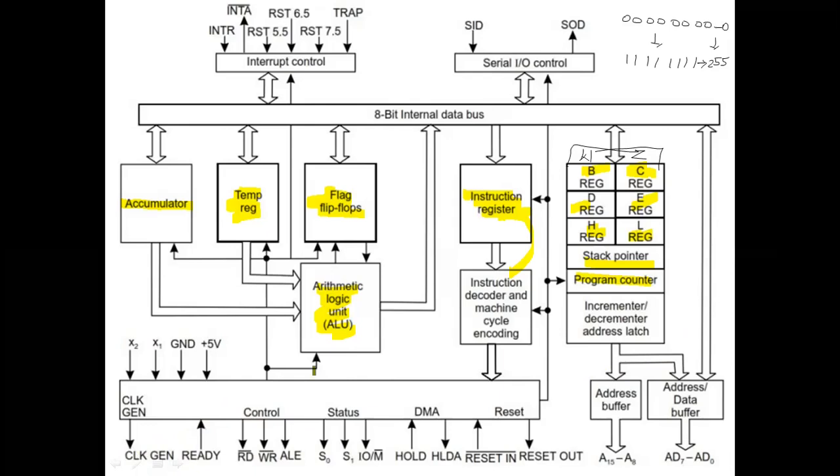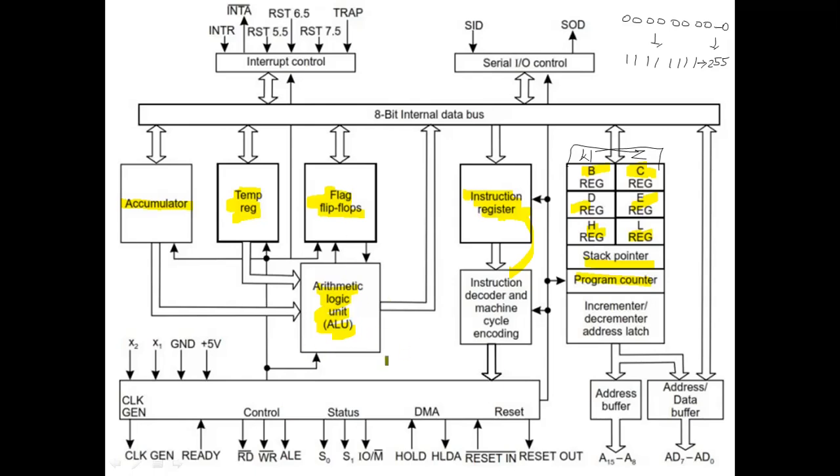Next, we have something called ready. This signal is used by the microprocessor to check whether a peripheral is ready to transfer data or not. If ready is high, then the peripheral is ready for data transfer. If ready is low, then the microprocessor has to wait. A peripheral is nothing but an external device connected to your microprocessor.